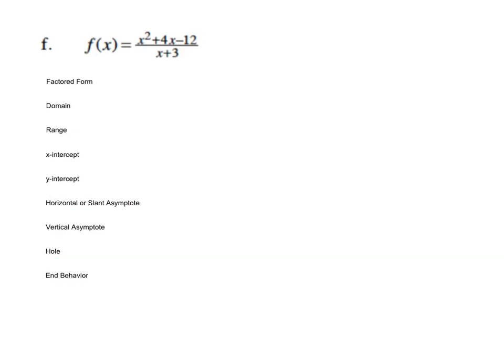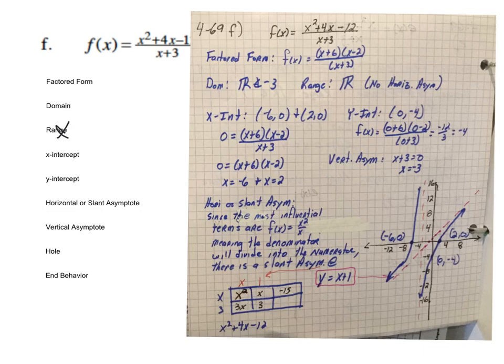I'll take a minute, pause this, try to come up with your factored form, domain, skip the range part, your x-intercepts, y-intercept, slant or horizontal asymptotes, vertical asymptotes, holes, and behavior. And then come back and check your answers.